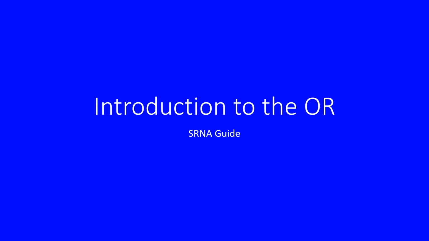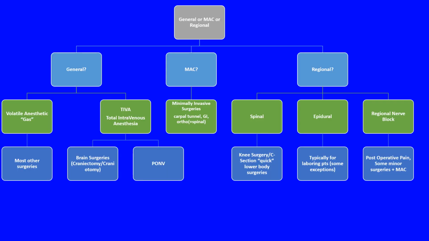So, let's first go over the types of anesthetics. There are three main broad categories of anesthetics. There's a general anesthetic, an IV sedation anesthetic, and a regional anesthetic. IV sedation is typically referred to as monitored anesthesia care, or a MAC, whenever an anesthesia person is involved in the case. If there is no anesthesia personnel involved, then it's just IV sedation.